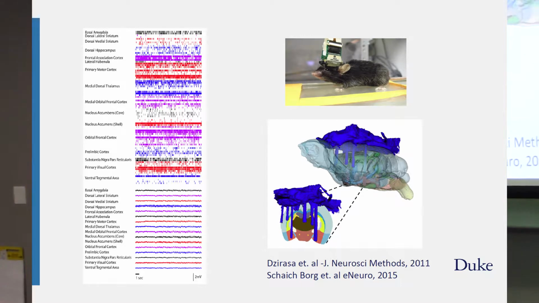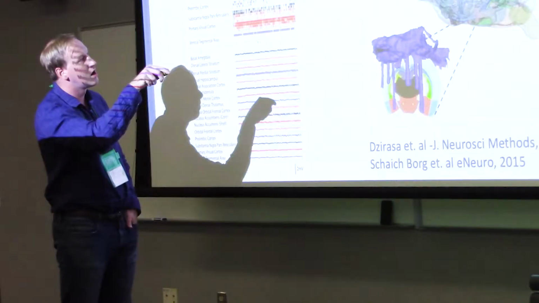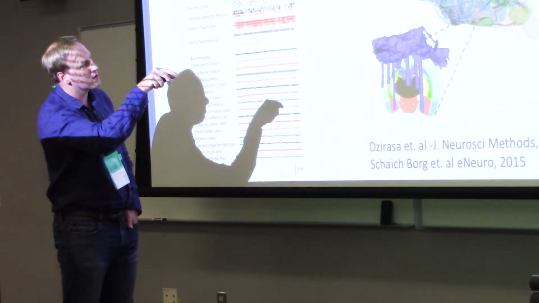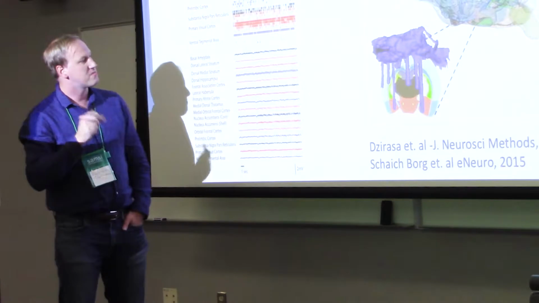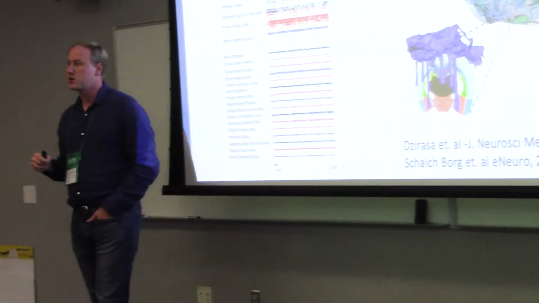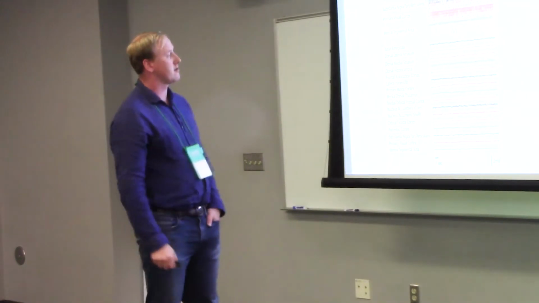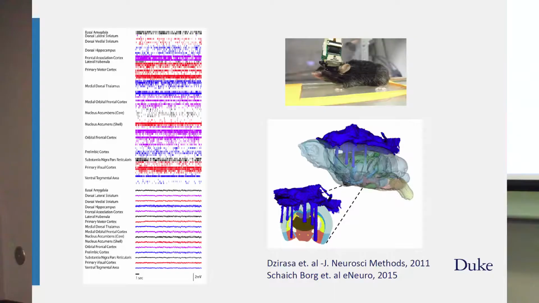You take this mouse, and very well-trained mouse neurosurgeons implant this head stage. There are a lot of wires that go into very specific regions in the brain. So you're able to put electrodes into the exact same brain region every single time. And when you do this, you get two different types of signals.